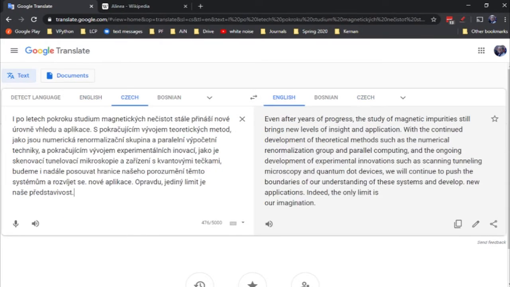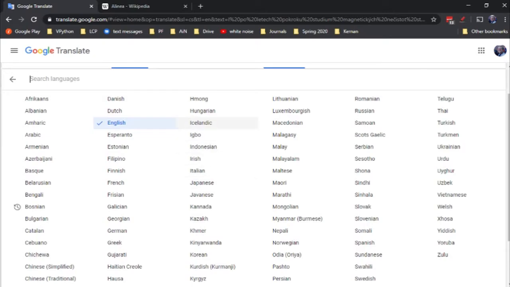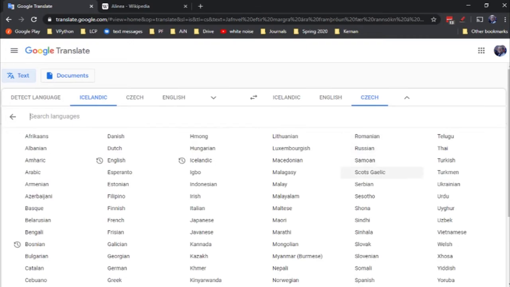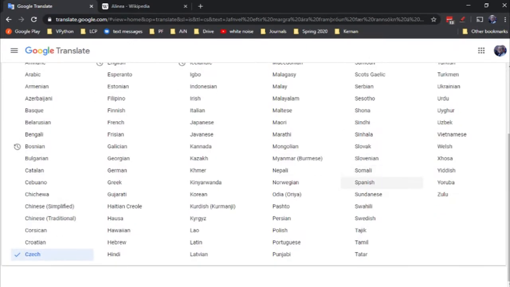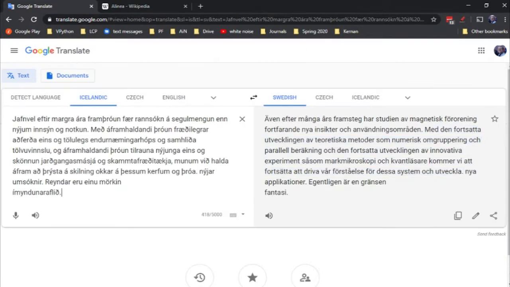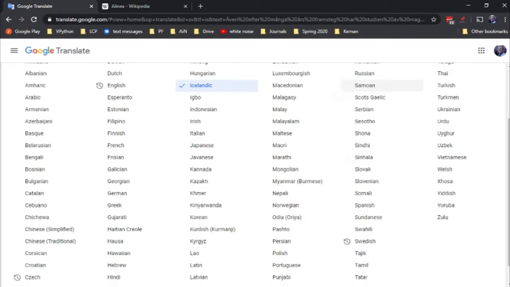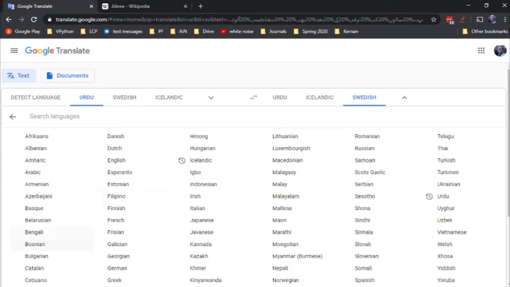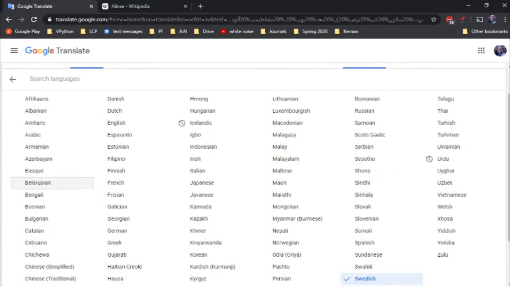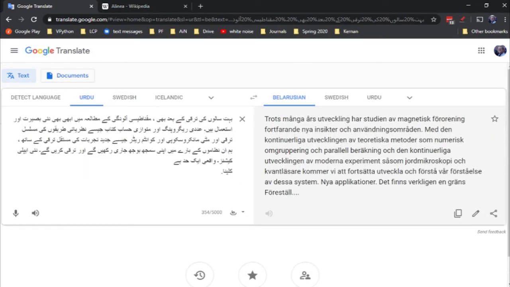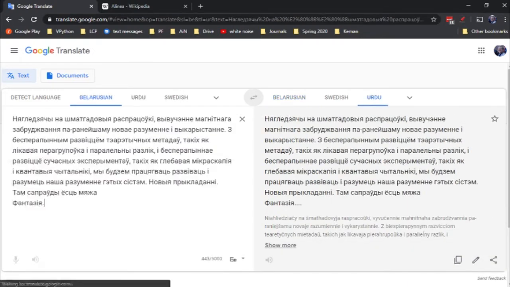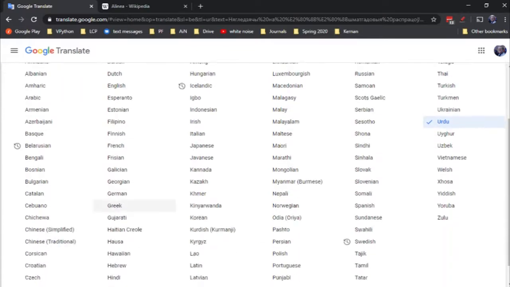Alright, let's start with Czech. Let's go Icelandic. And then let's go Swedish. And then let's go Urdu. Very good, very good. Let's go to the beginning of the alphabet. Belarusian. And... Oops, is it not? There we go. All right, now it's back to there.